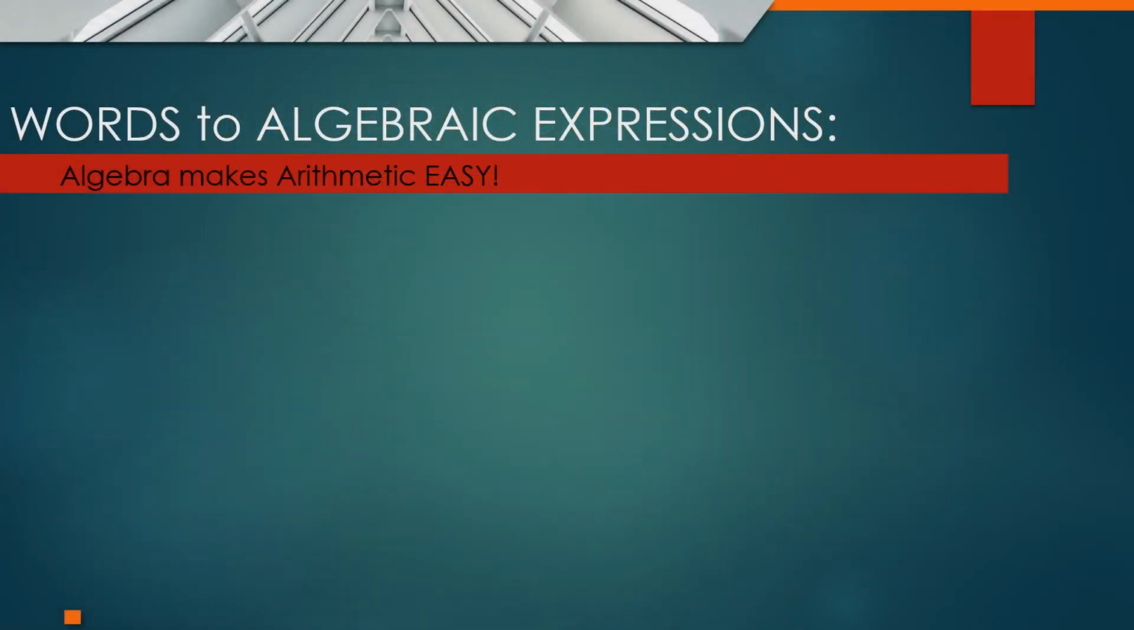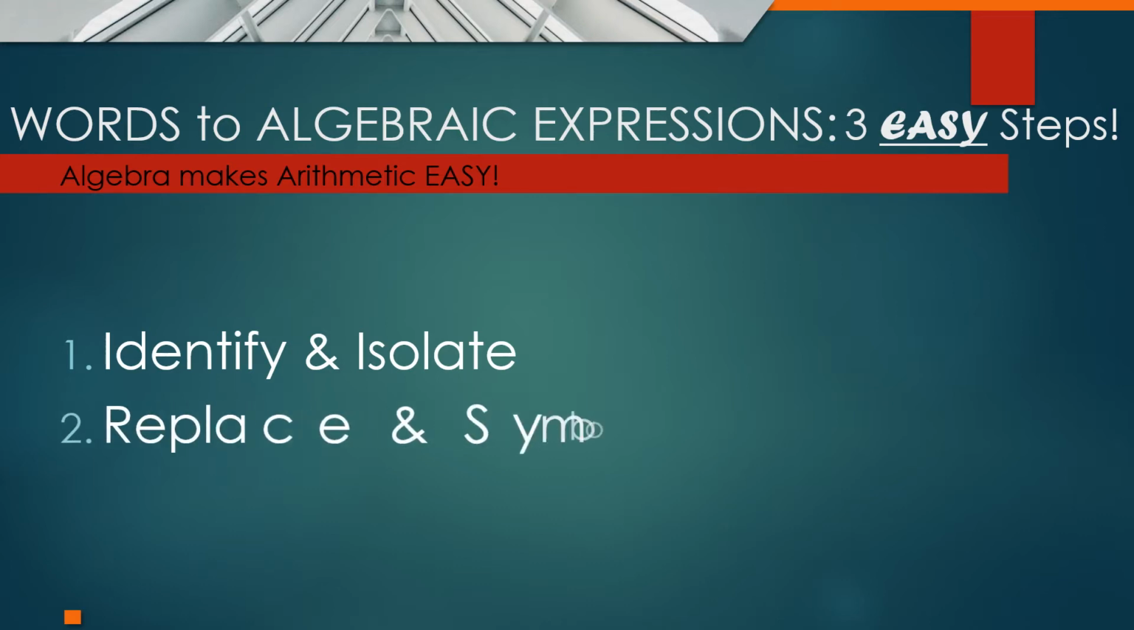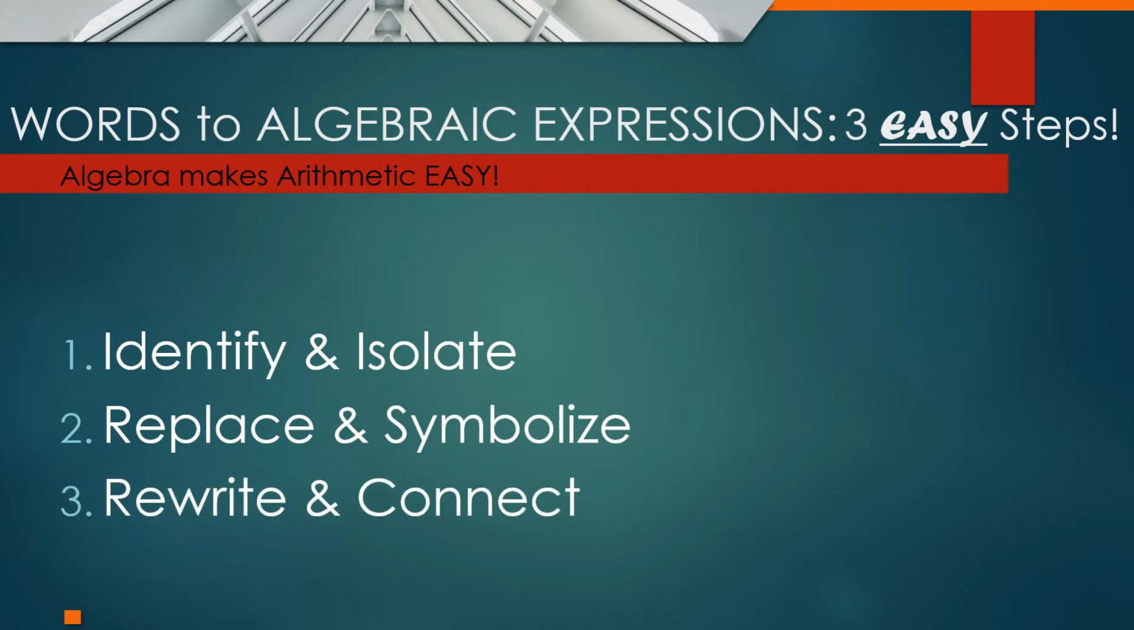And now it's time for our famous 3 easy steps. And these steps are identify and isolate, identify mathematical words and isolate them as with a pencil, then replace those mathematical words with a symbol like an @ sign. Finally, rewrite those symbols, connect them together and with the information in the question. So let's see how this is done.